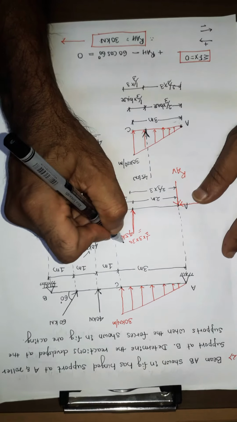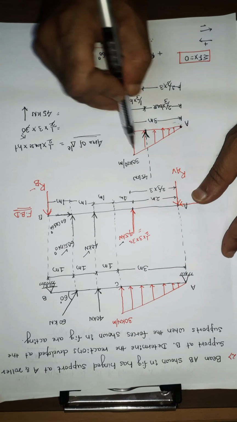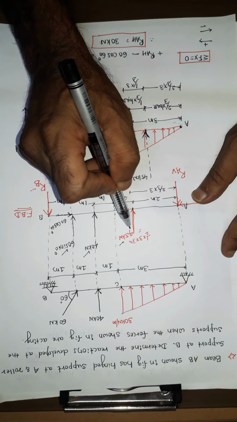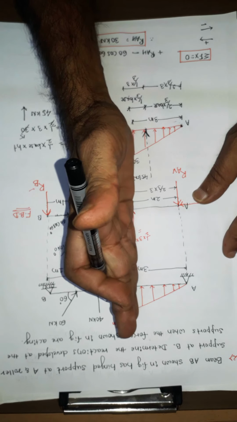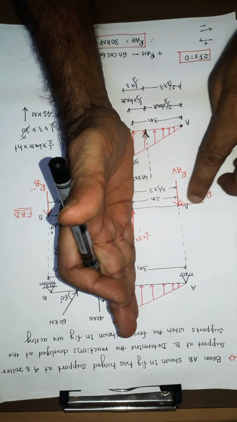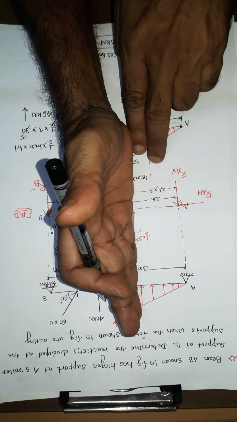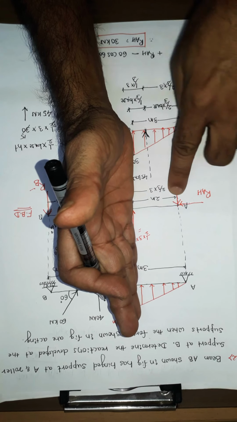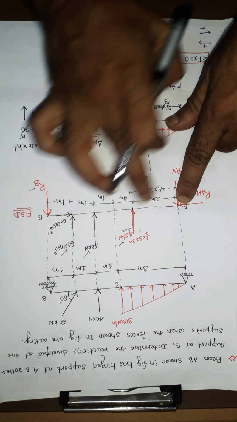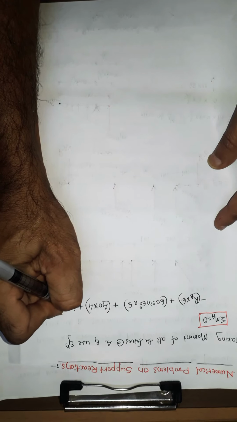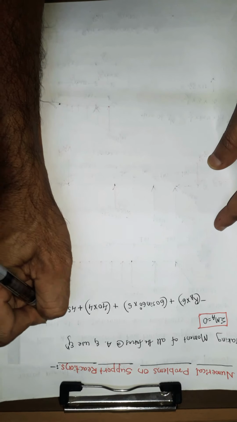Next, this 45 kilonewton force is the triangular load converted into a point load. What is the perpendicular distance between this 45 and A? That is 2/3 of the base, that is 2 meter. So with reference to A, this will produce clockwise moment. So plus 45 into 2 meter.